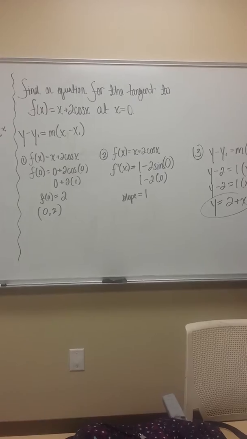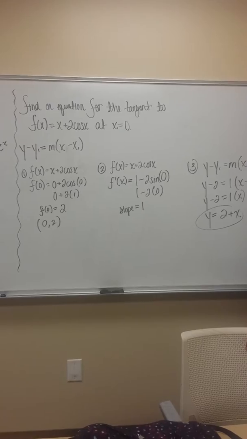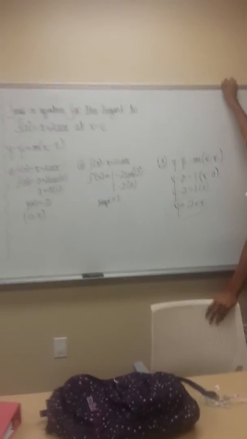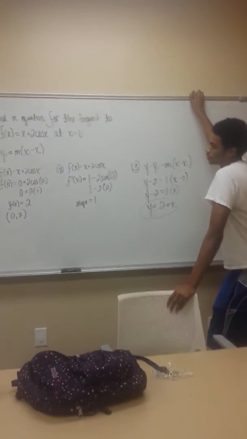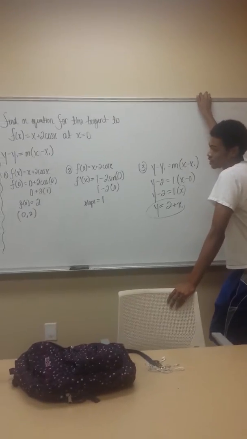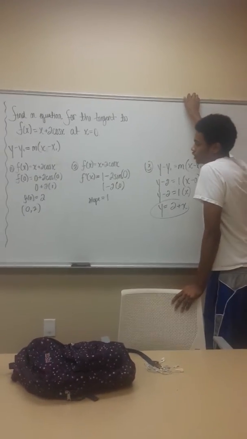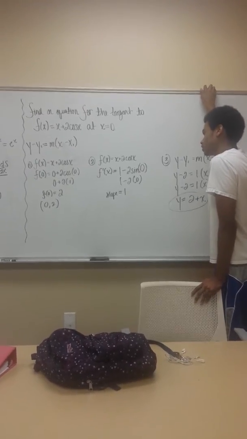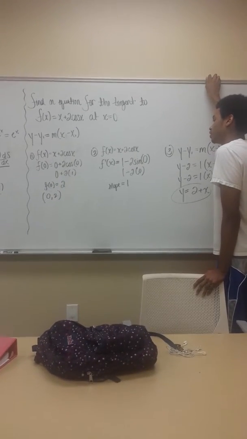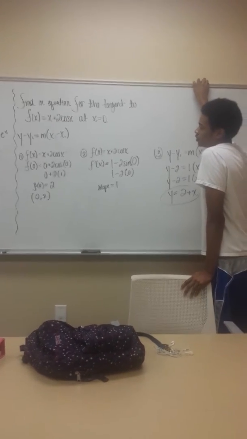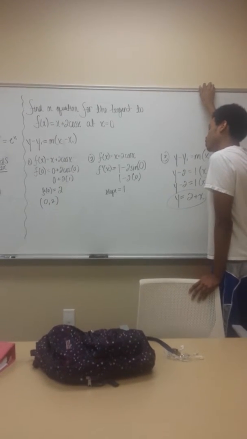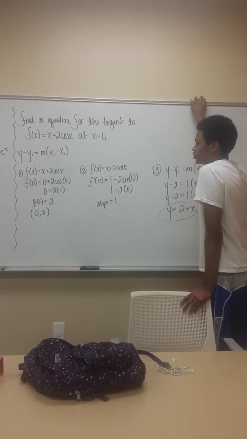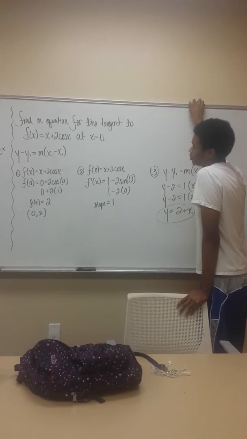So we took this problem from our notes because we couldn't find it in the book, and it's the one where we have to find the equation of the tangent line to f of x equals x plus 2 cosine of x at x equals 0. Whenever we find an equation of a line, we use y minus y1 equals m times x minus x1. For the first step, you do f of x equals x plus 2 cosine of x, and you put 0 in for x. Then f of 0 equals 0 plus 2 cosine of 0, so you get 0 plus 2 times 1, and f of 0 equals 2. Then you have the point (0, 2).